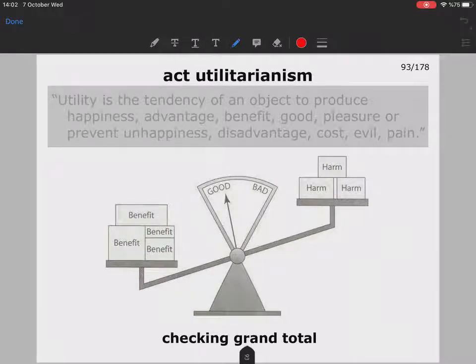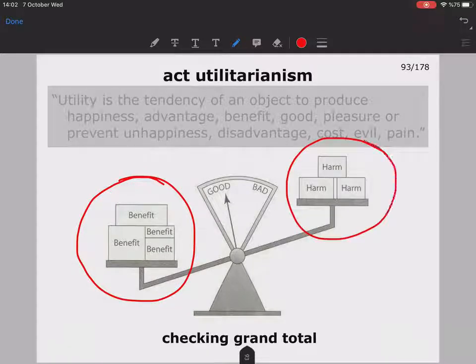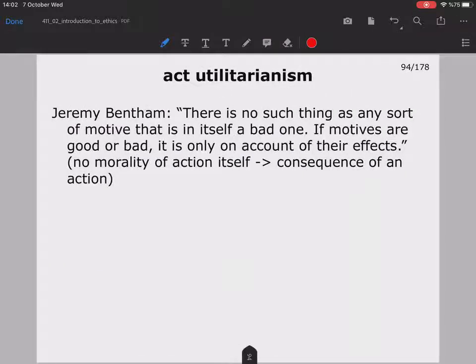So you put the benefits here on the left side of the scale, and you put the harmful things on the right side of the scale. There is nothing strict like fully good and fully bad, but if the grand total is in favor of benefits, you say that this action is good, this action is right.